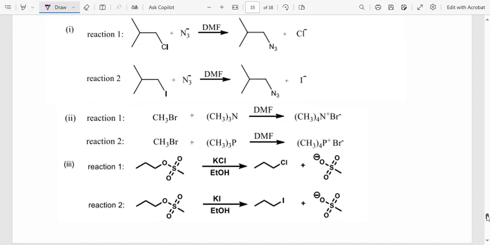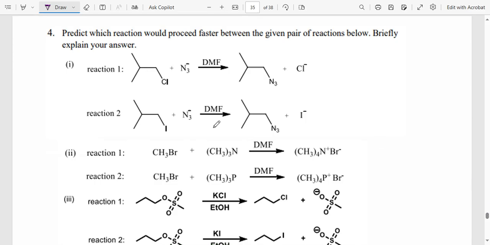Looking at the features that we've talked about, you identify which reaction is going to be faster. For reaction 1 and 2, we have chlorine here and iodine. The rest are the same. Which one will be faster? For reaction 2, what has changed is the nucleophile. Here we've got a nitrogen, here we have a phosphorus. Which one is going to be faster?